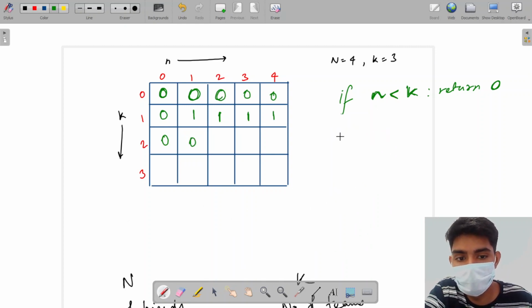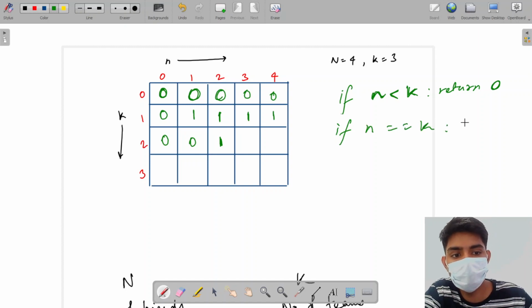For 2, I have 2 people and I have 2 seats. Right? So the only way would be to divide them in equal manner. So there is only one way. So we get another condition here, that if n is equal to k, there is only going to be one way.